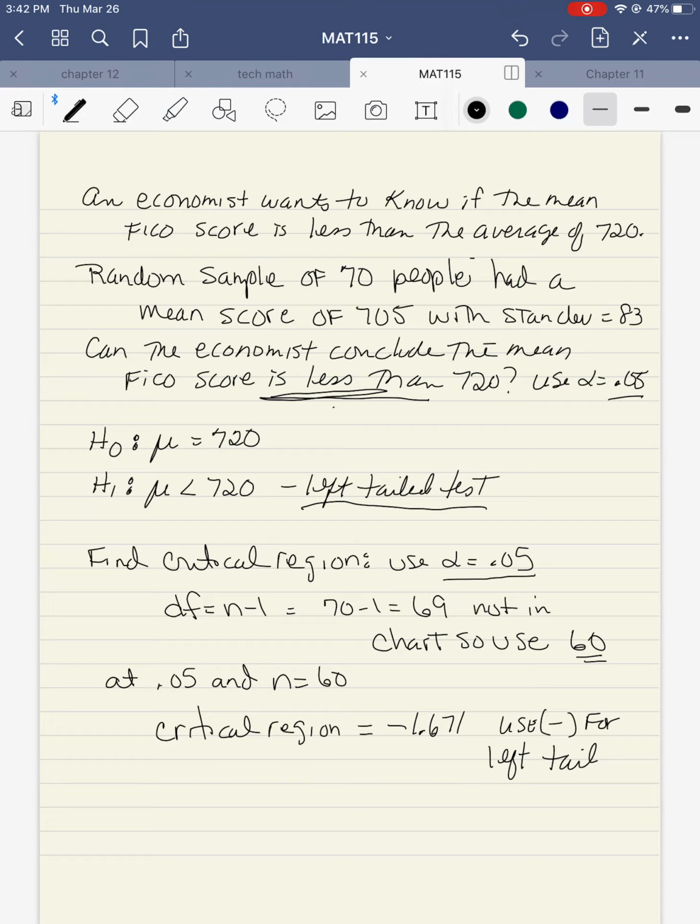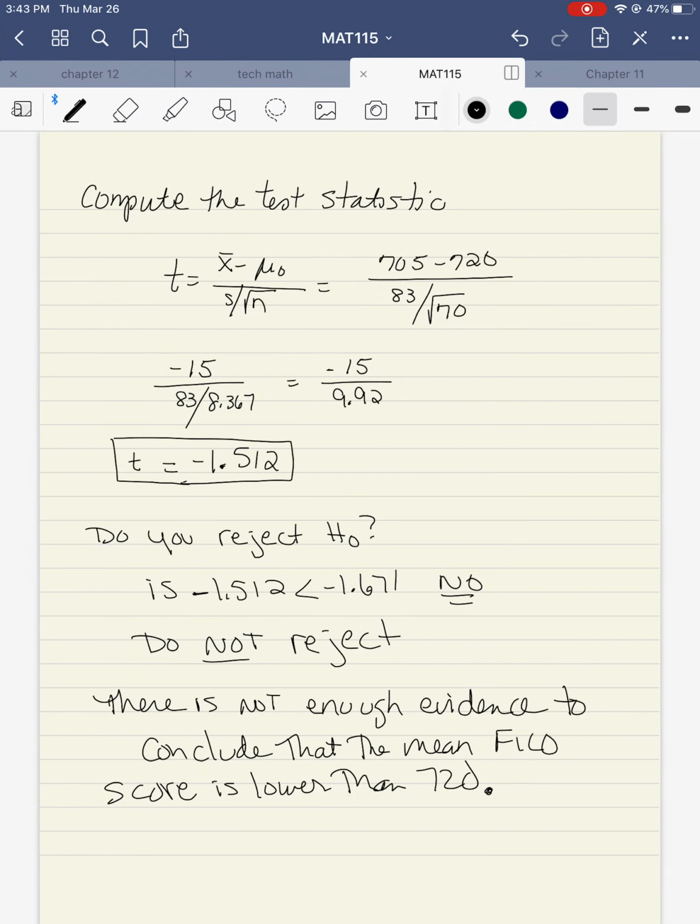Degrees of freedom is 70 minus 1, which is 69. Again, 69 is not in the chart, so I use the next lowest number, which is 60. So at 0.05 and 60, I get a negative 1.671. I use the negative 1.671 because I always use a negative for left-tailed tests.